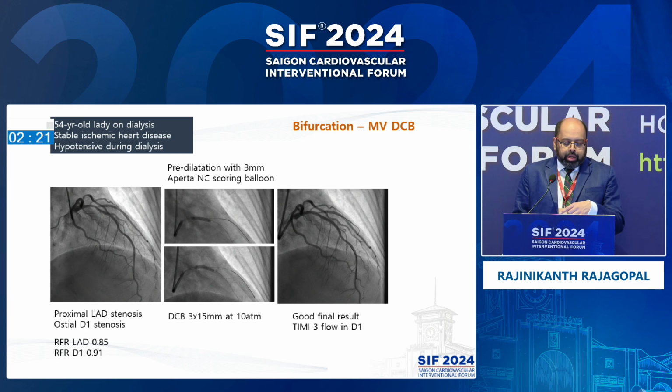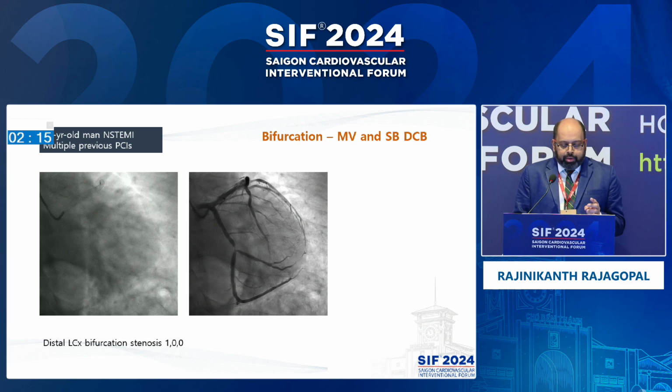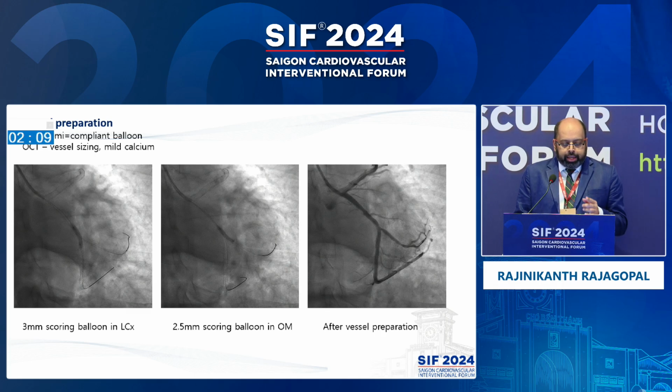And main vessel, this is a very simple case where a 54-year-old lady had focal stenosis in the LAD. Diagonal had no significant stenosis. We just did a DCB in the LAD and I had a good result. Now this is more interesting. Main vessels and side branch, bifurcation stenosis. I think there is good reason to think about DCB here.